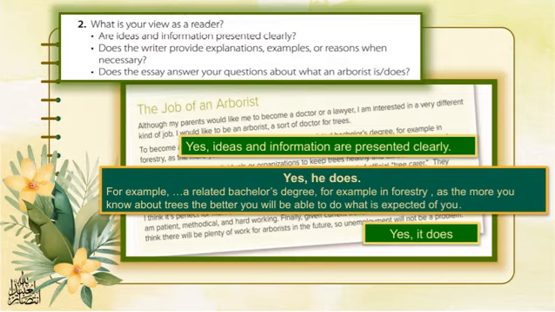Yes, it does. Yes, he does. For example, having a related bachelor's degree, such as in forestry, can really make a difference. The more you know about trees, the better you'll be able to meet the expectations of the role. It's important to see how specific knowledge directly contributes to effective performance. And yes, ideas and information are presented clearly, which is crucial in ensuring understanding. Clear communication helps us connect all these concepts and see how they fit into the bigger picture. So, in summary, having relevant education and effectively presenting ideas are key to success in this field.